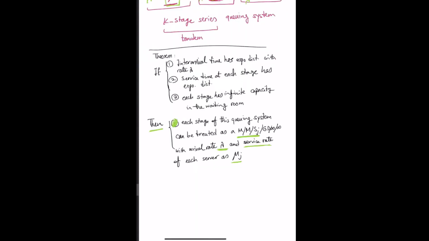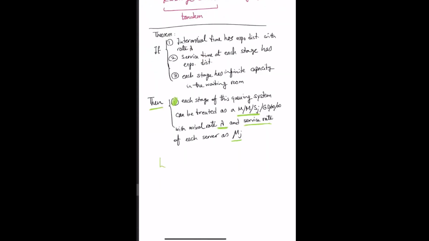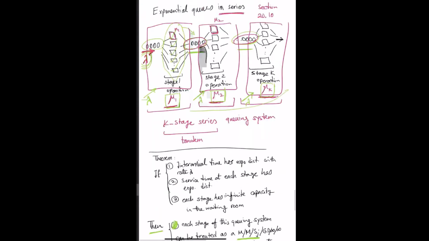If you are modeling a queuing system like this, and if I ask you, for example, what is L, the average number of entities in the system, then you have to calculate L1, which is the number of entities in stage 1, the number of entities in stage 2, all the way to the number of entities in stage K of the operation, and just add all of them together, and that tells me the average number of entities in this whole queuing system. And when I say this whole queuing system, I mean the whole queuing system in series.